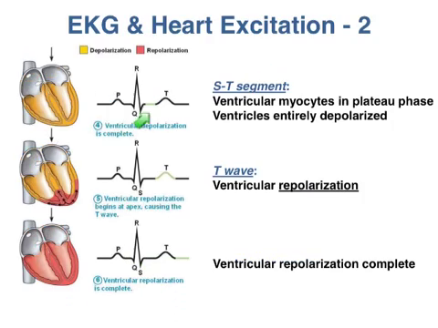The ST segment that's between the QRS complex and the T wave, this is when the ventricular myocytes are in their plateau phase, and the ventricles are all entirely depolarized. The T wave represents ventricular repolarization. Any abnormality in the ST segment or in the T wave can indicate coronary artery disease.